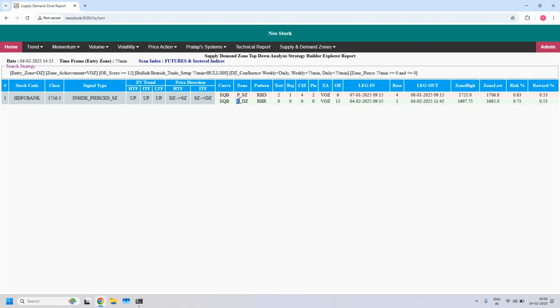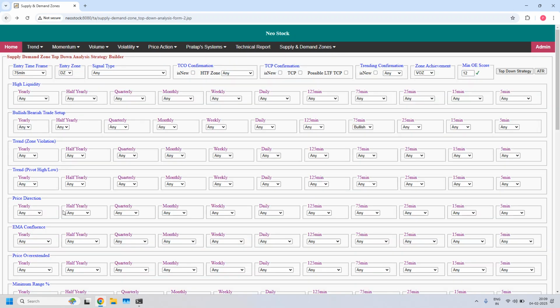HDFC Bank, this 75 minutes demand zone is overlapped with daily. Both together again overlapped with weekly demand zone. And weekly trend is up. If this weekly demand zone is having weekly EMA confluence, HDFC Bank is even more high probability trade setup 75 minutes demand zone. Let's verify.